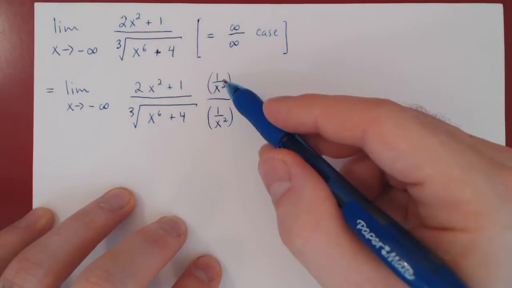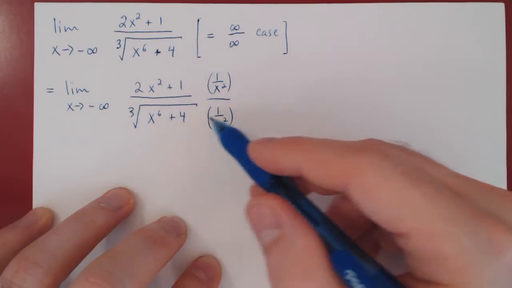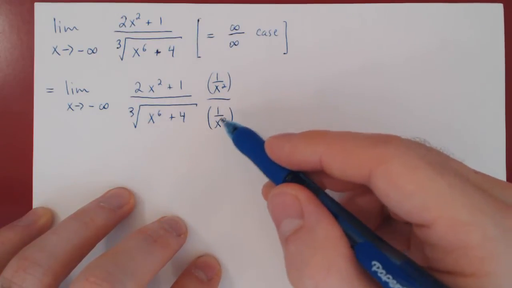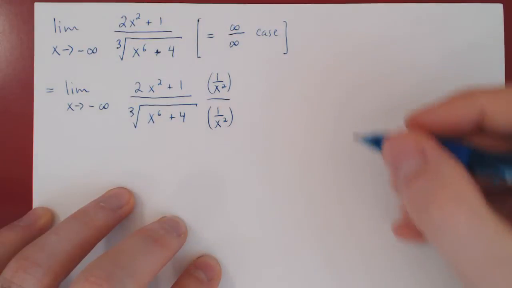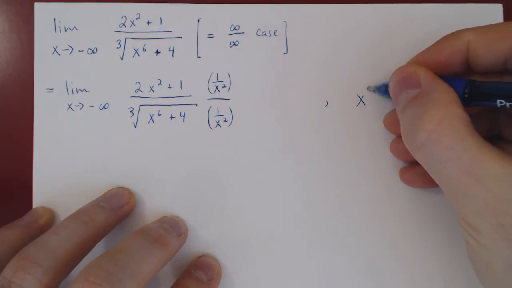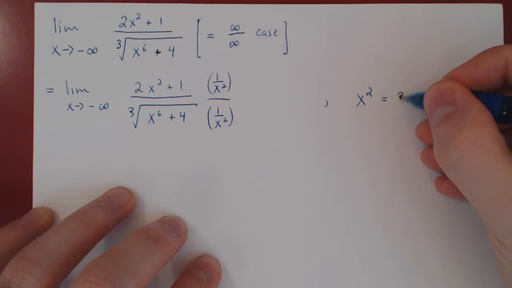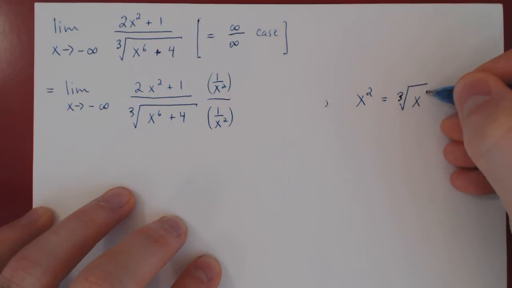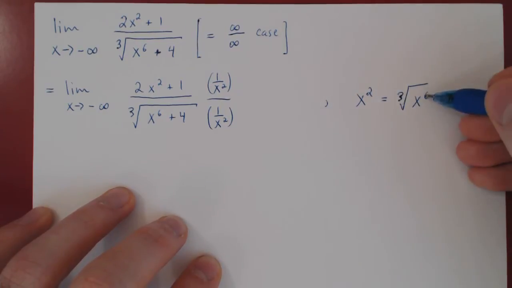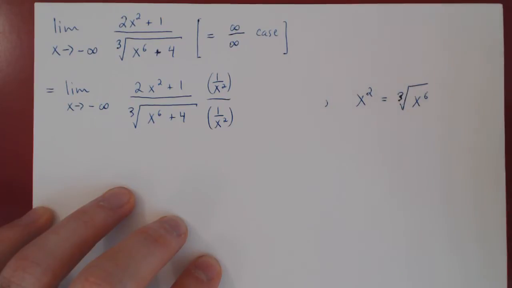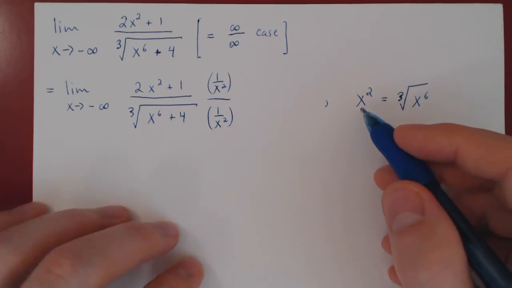This will be obvious, but now here, to be able to cancel, we have to rewrite x squared as the cube root of something. Well, if you think of it, x squared is simply the cube root of x to the 6. 6 times 1 over 3 is 2. And here everything is okay.